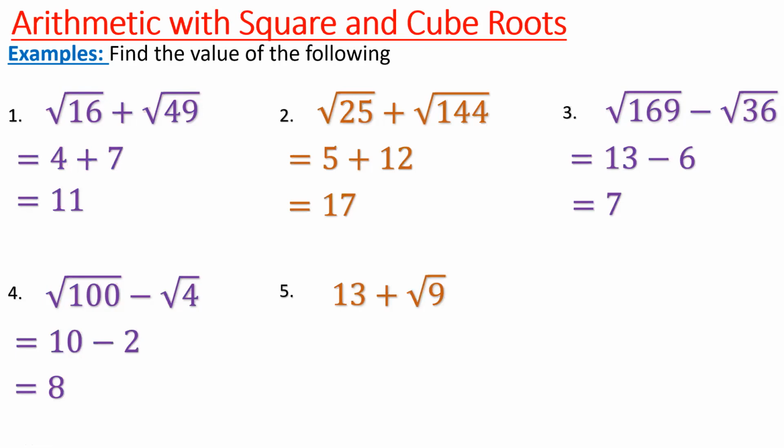Find the square root of 9. Jasmine, you're going to say something? How are we going to do it? Yes, sir. We're going to leave the 13 because it's already a whole number. And we're going to find the square root of 9, which is 3. Very good. So 13 plus 3? 16. Very good. It's going to be 16.